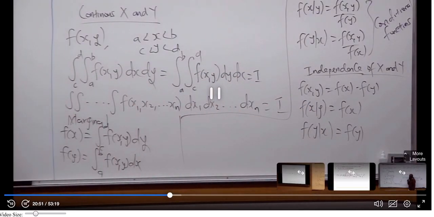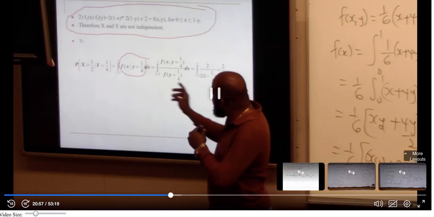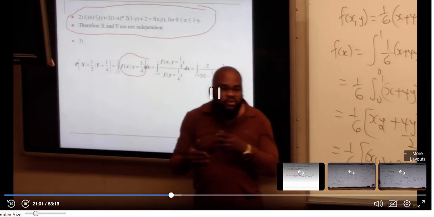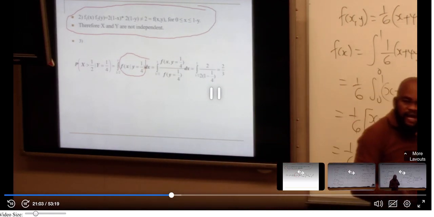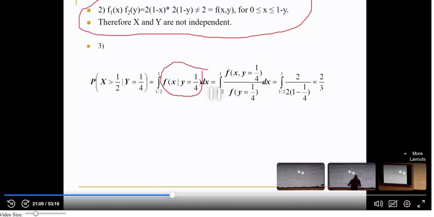Now, doing that, I'm plugging in 1 over 4, then I'm going to integrate because it said greater than half. Greater than half means it's going to start from half to the upper bound of x. What was the upper bound of x? This was 1. That was why you see 1 to 1. And finally, we got that.